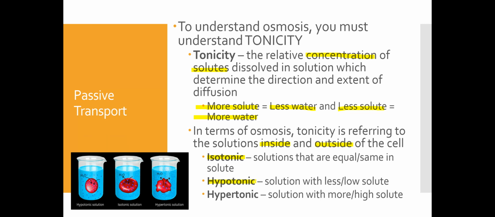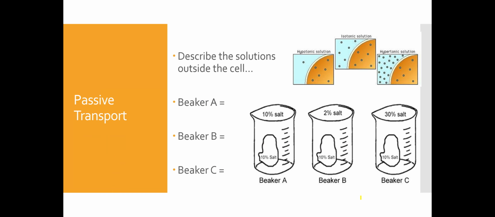Hypotonic, hypo means low. These are solutions that have less solute and therefore more water. And then hypertonic, hyper means high. These are solutions with a higher solute concentration. So remember, we're talking about osmosis though, so we're talking about the movement of water. So isotonic is going to be equal, hypotonic is less solute and more water, and hypertonic is high solute and less water.